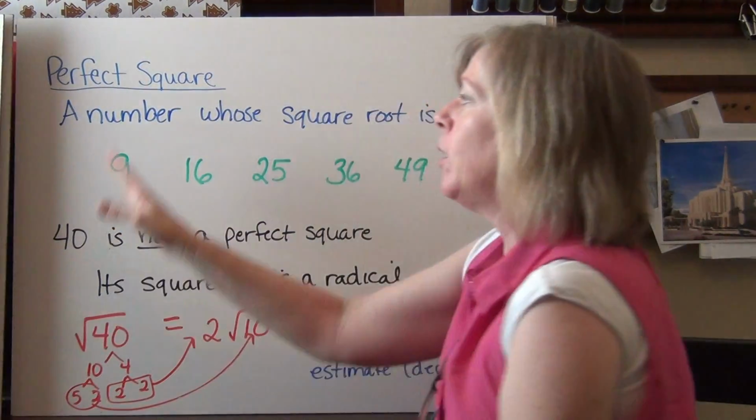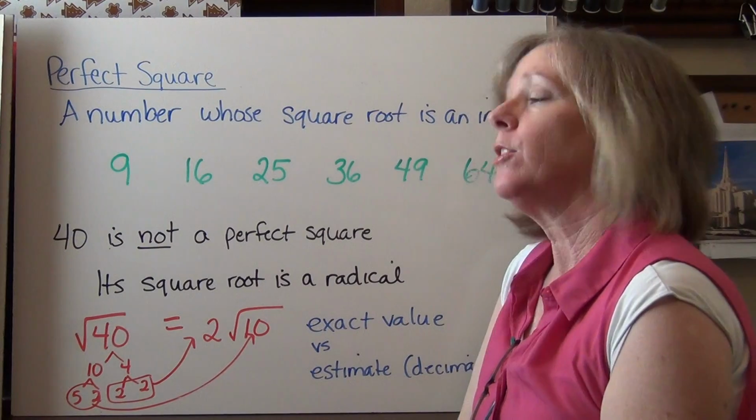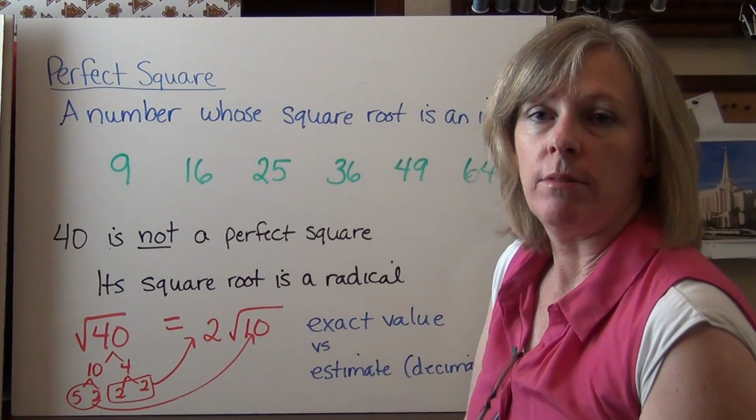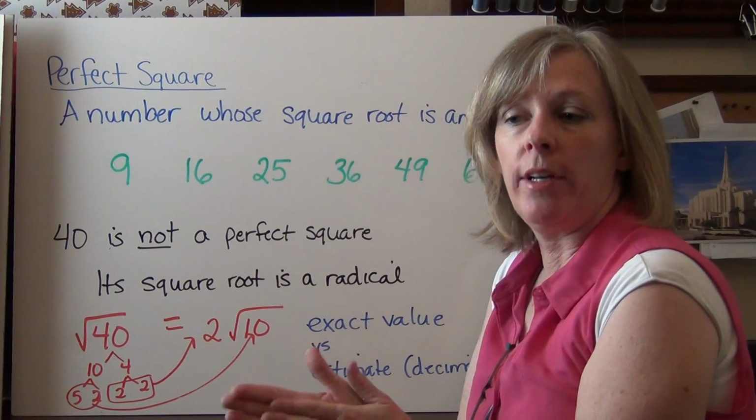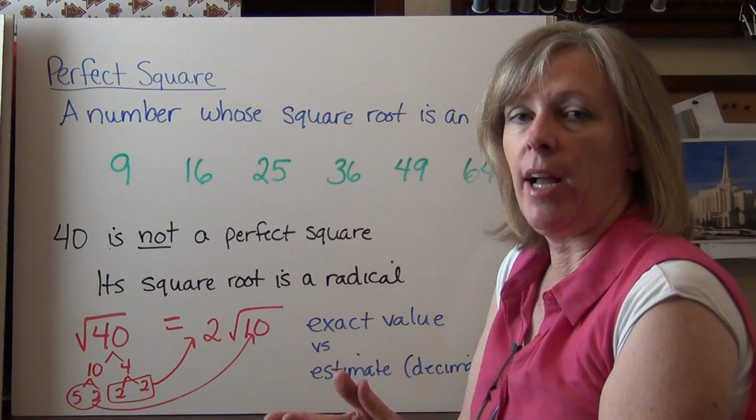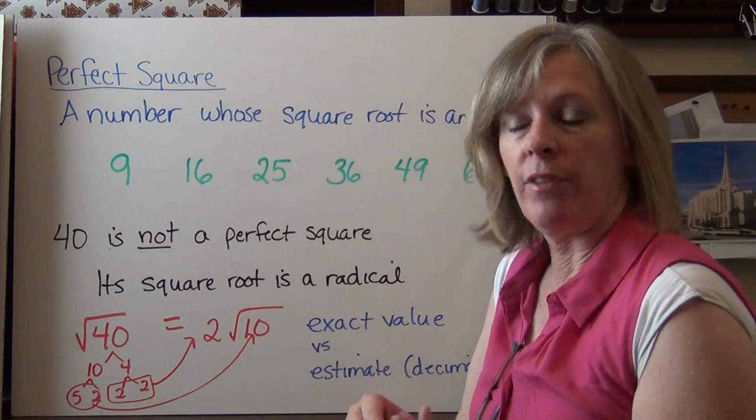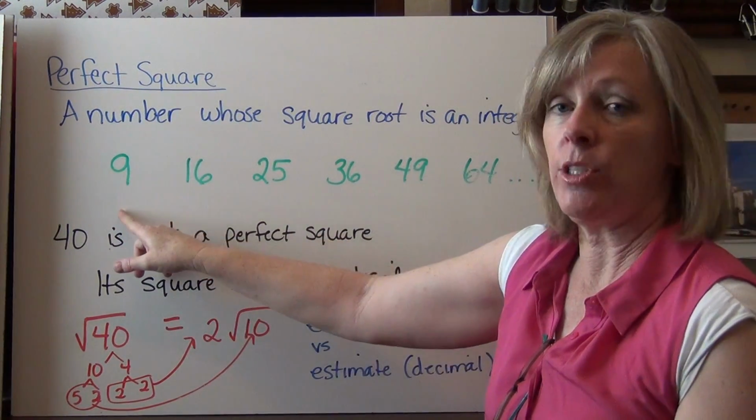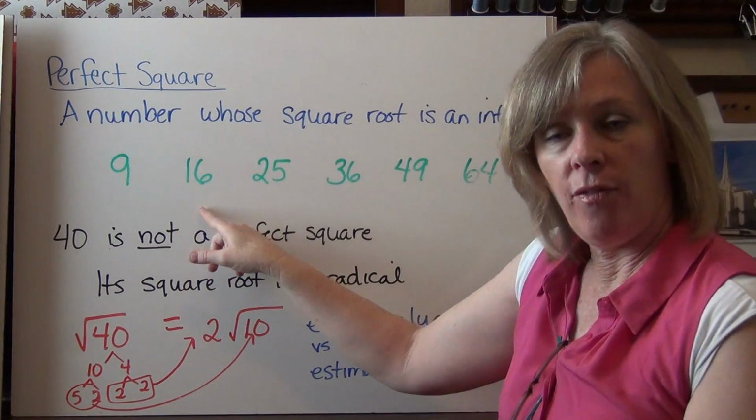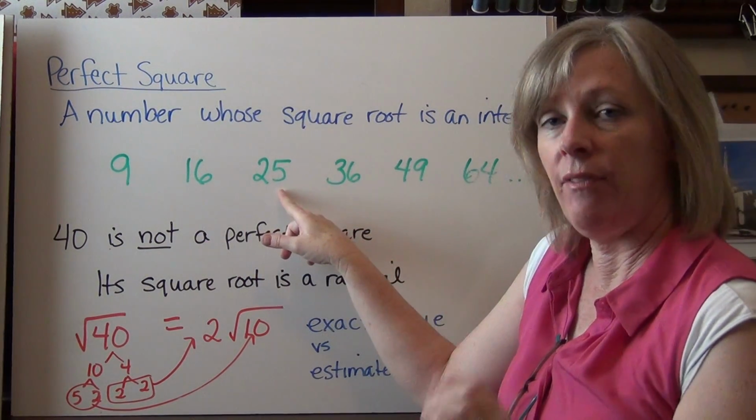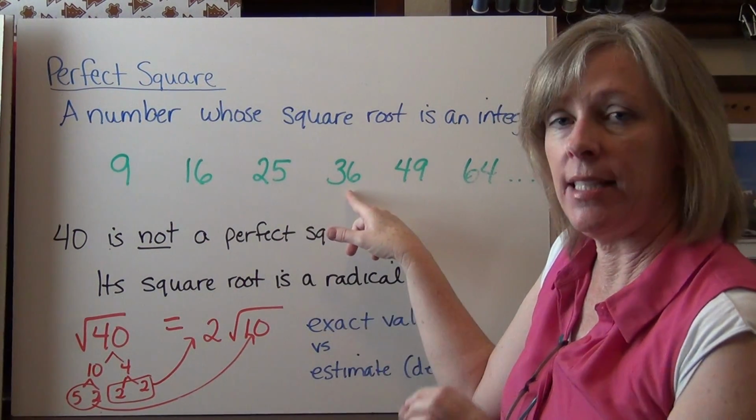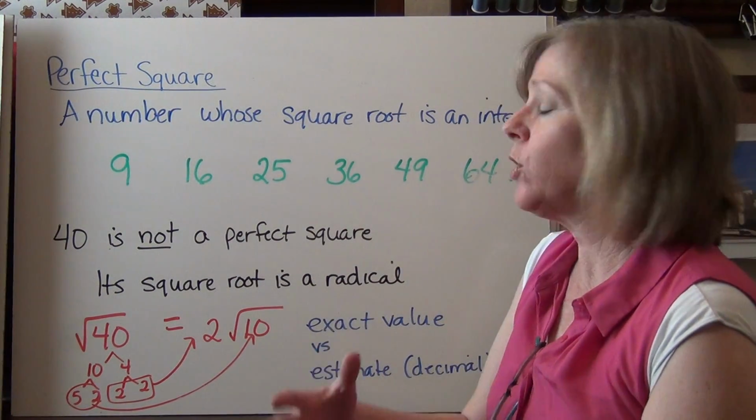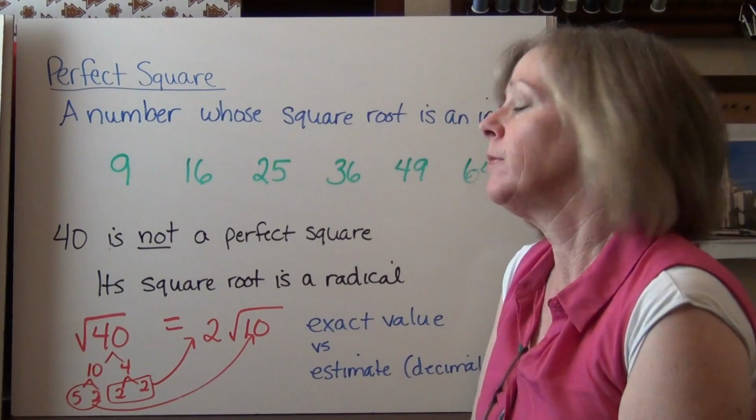Okay, now a perfect square, as a reminder, simply means any number whose square root is an integer. Before, we squared a decimal, and we might square a fraction. Those do not result in perfect squares. Perfect squares are 9, because it started out as 3 squared. 16 is 4 squared. 25 is 5 squared. 36 is 6 squared, and so on. Okay, those are perfect squares. Perfect squares will always result in an integer.